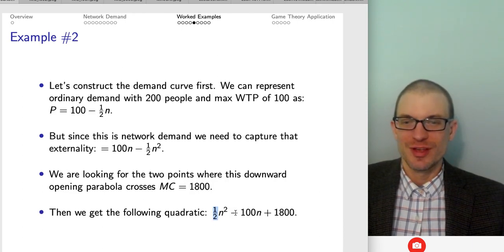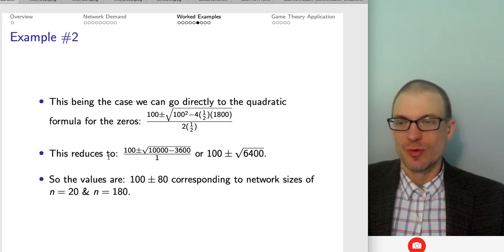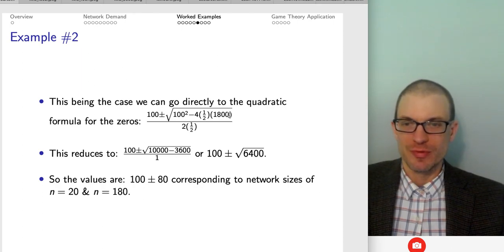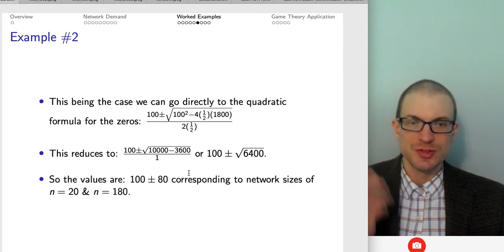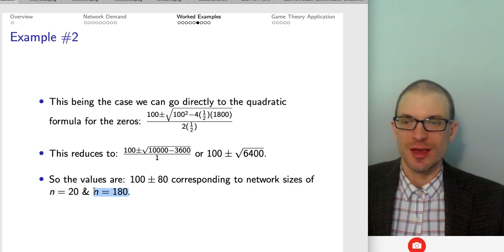So a was 1/2. Negative b, so b was 100, so negative b becomes positive 100. 4ac is going to be 4 times 1/2 times 1800. And this is going to simplify really nicely. This is going to be 10,000 minus 3,600, which is 6,400. And so solving out, we get 2 zeros of this equation: n is equal to 20 and n is equal to 180.